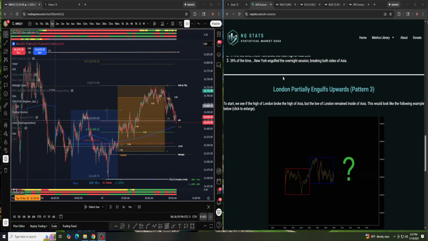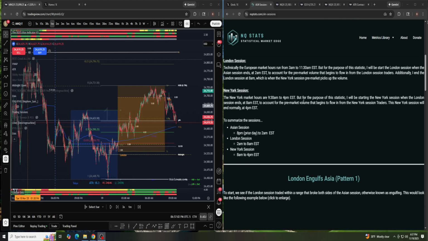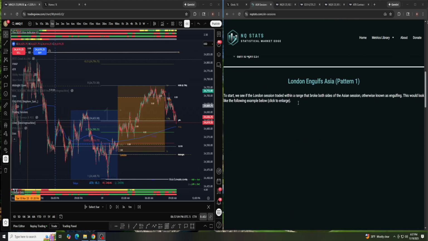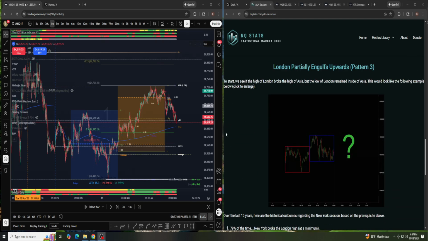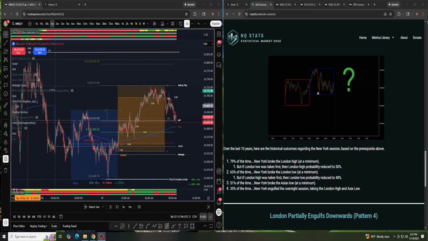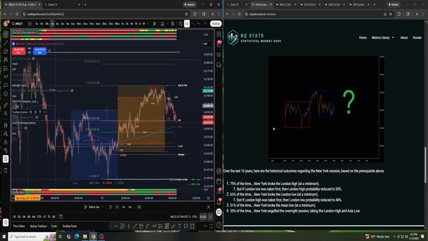And then I try to pair it with one of these ALN stats, Asia, London, New York stats. So you can see these two images are similar, London partially engulfing upwards. So when price action is structured this way, 79% of the time, New York breaks the London high. That's pretty much the main focal point from the NQ stats. And just very simply, it's what I'm looking for going into the New York session.